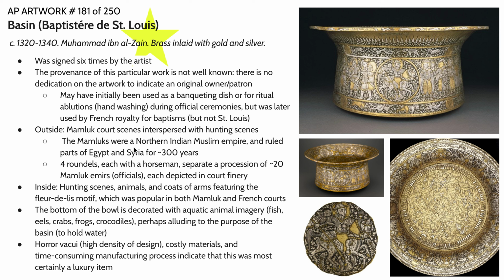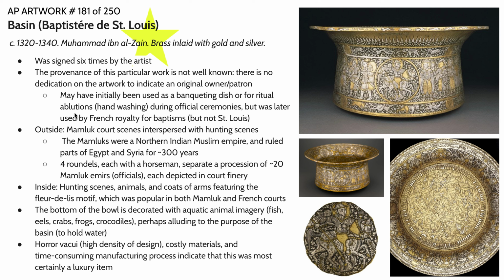So the provenance of this particular artwork is not super well known. There's not a dedication on the artwork to indicate the original owner or patron. So the provenance of this object is unknown. Oftentimes, especially in the Islamic world, when an artwork is created for a specific patron, it will be dedicated in some way. You might recall in the Pyxis of Al-Mughira, that perfume container that we covered in the first semester, that the dedication was around the rim of the container, saying it was for this person, and also mentioning a prayer to Allah.